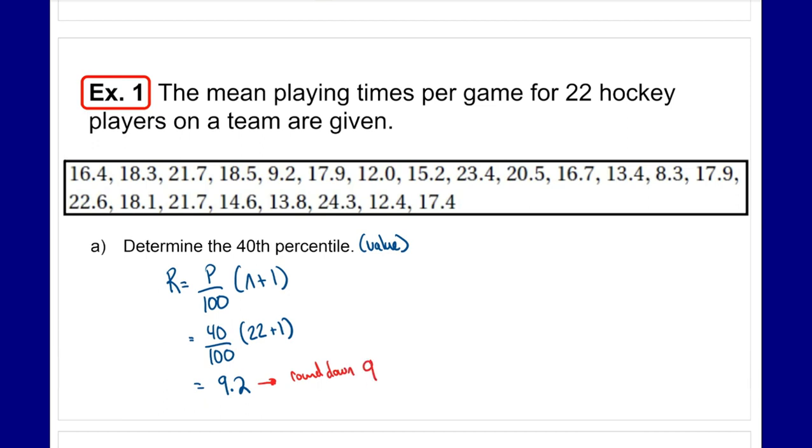We round down to 9. Again, like we said, if it is a whole number, we just take that value or take that location. So this is a location. This isn't the value. So we use the percentile rank formula to find the position or the location of the value we want. So this is not the actual value, so you want to keep that in mind.